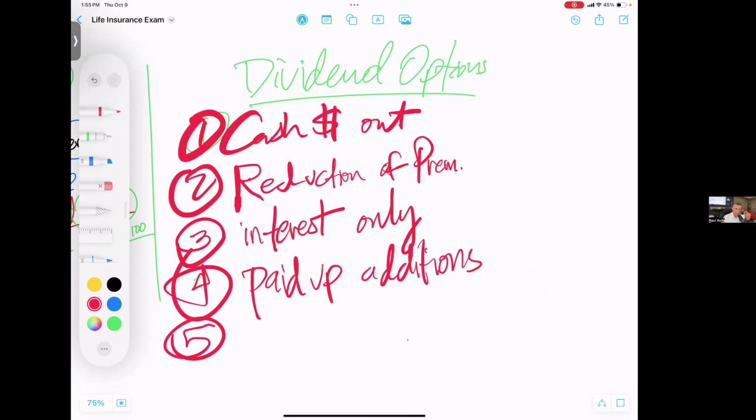So that means you're going to get whatever it buys for whole life insurance, right? So give me coverage that's paid up to age 100.